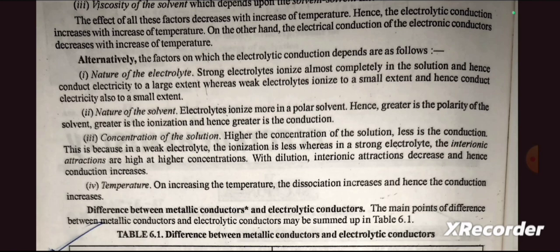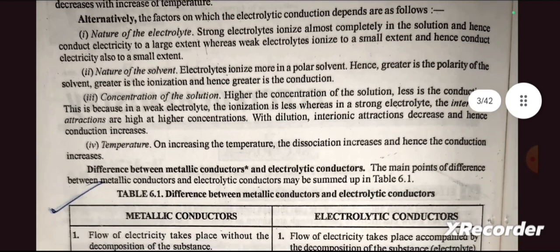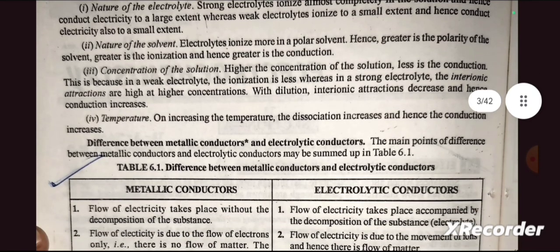First, nature of the electrolyte. Strong electrolytes ionize almost completely in the solution and hence conduct electricity to a large extent, whereas weak electrolytes ionize to a small extent and hence conduct electricity also to a small extent. Second, nature of the solvent. Electrolytes ionize more in a polar solvent, hence greater is the polarity of the solvent, greater is the ionization and hence greater is the conduction.